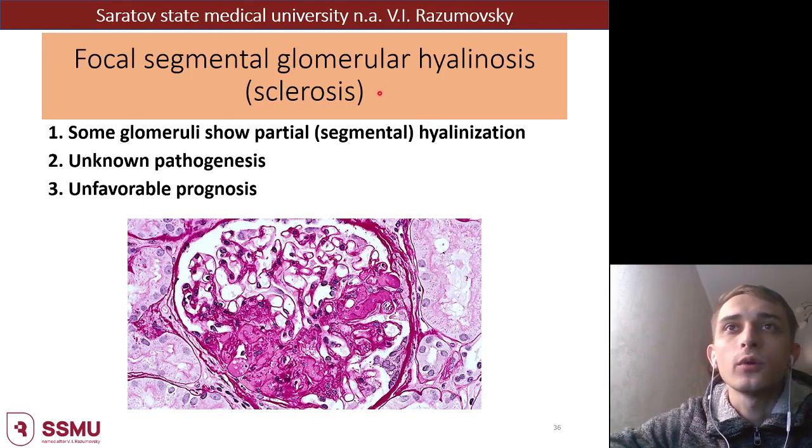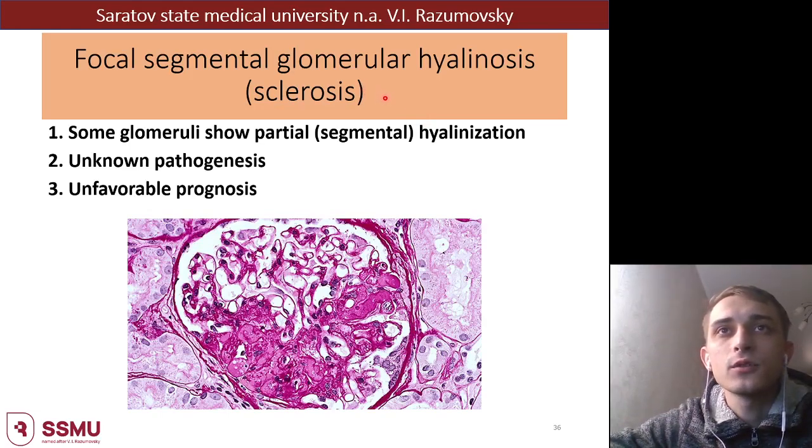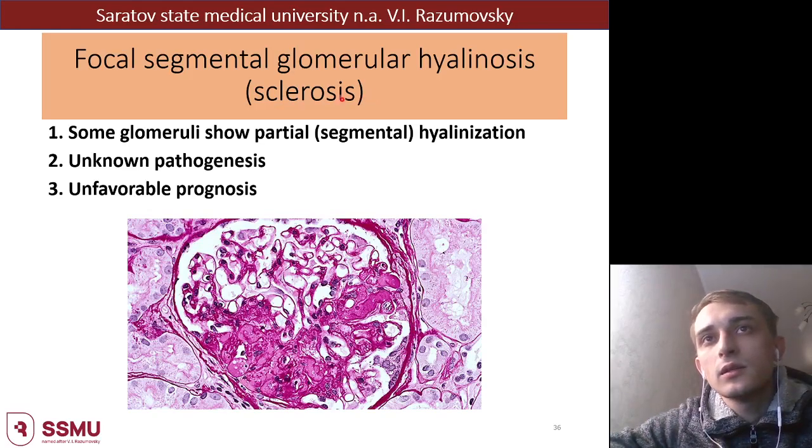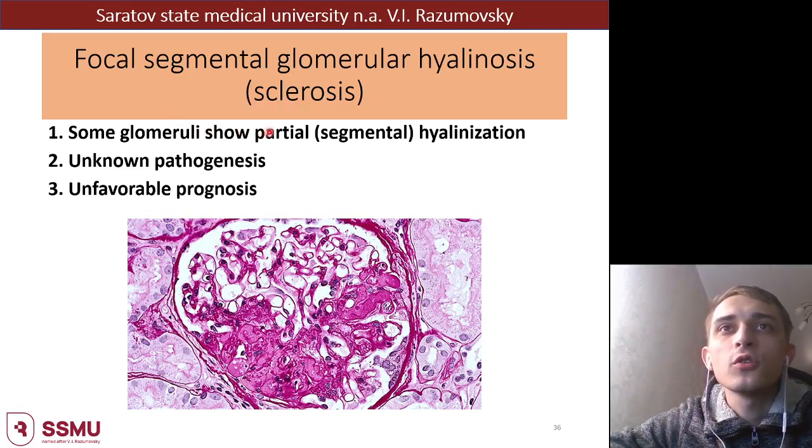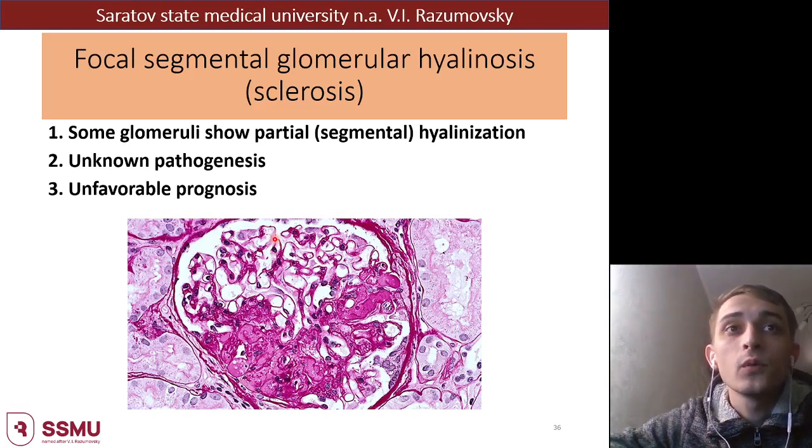The next pathological process is focal segmental glomerulohyalinosis or sclerosis. It manifests itself by some glomeruli showing partial or segmental hyalinosis, like in this part of the slide. This part is damaged, we may see development of hyalinosis and accumulation of hyaline in this part of the slide, and this part of the glomeruli is healthy. We may see healthy vessels here. This disease has unknown pathogenesis and unfavorable prognosis. We really don't know how we should treat it.